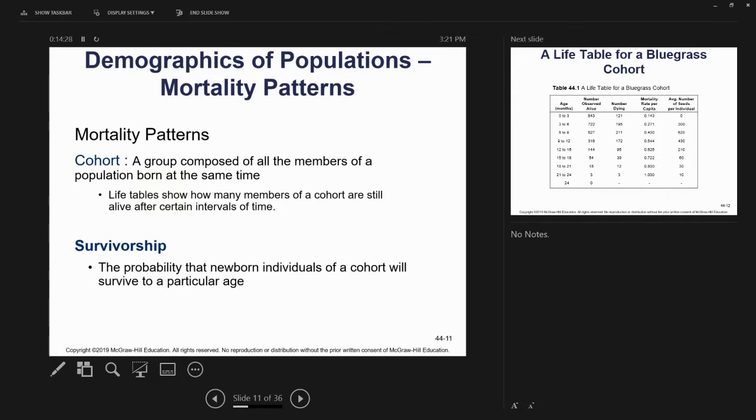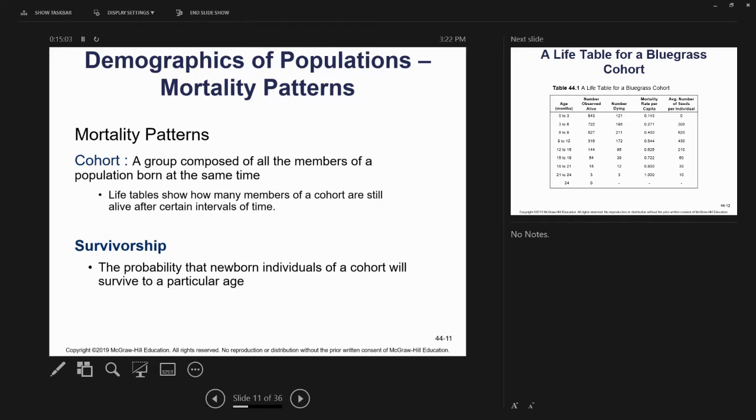So when we look at demographics and population growth, we look at birth rates and death rates. So we want to look at the mortality patterns. And we can graph these mortality patterns out as a way to see what we expect the population is going to look like over time. And we do that by mapping cohorts. A cohort is a group composed of all the members of a population born at the same time. And we use life tables, or tables or graphs, to show what's the mortality pattern. What happens to this type of organism, their population over time?